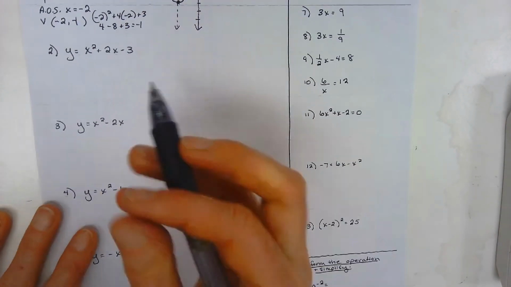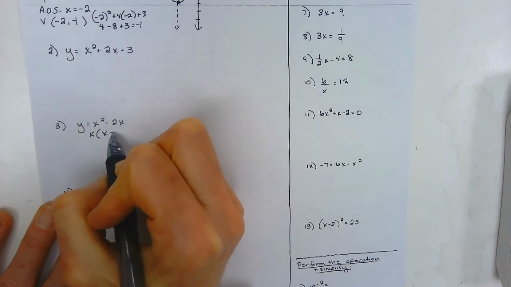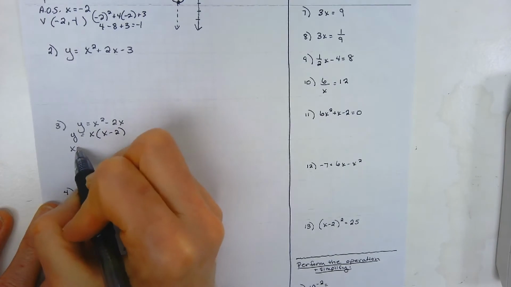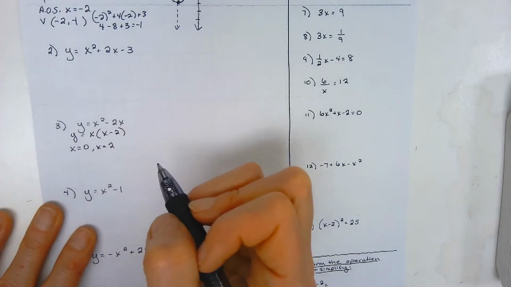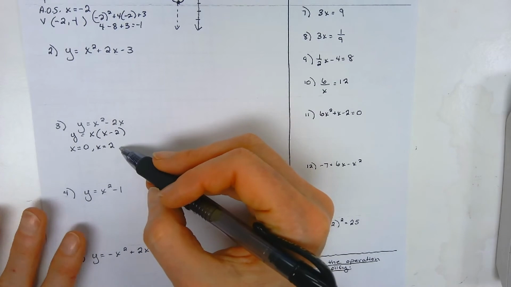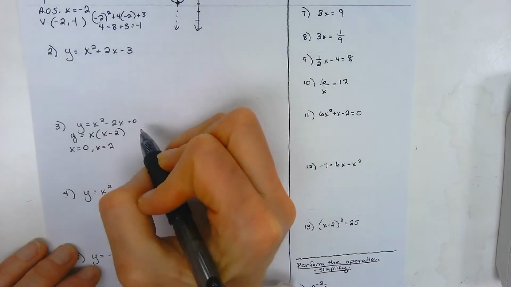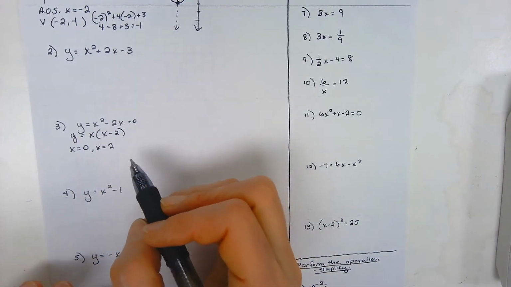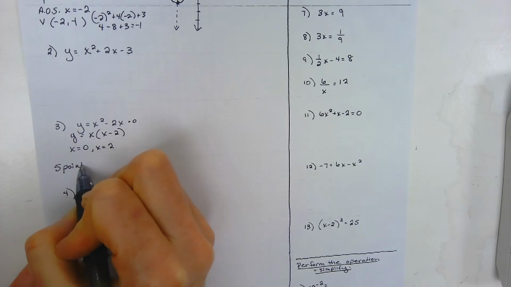Number 3, to factor this, remember, factor out the GCF. So the x-intercepts are x equals 0 and x equals 2. Now when you graph this, you'll find that because c is equal to 0 here, you already have a y-intercept used, so you're going to have to plot additional points. But make sure you get 5 points to graph that.